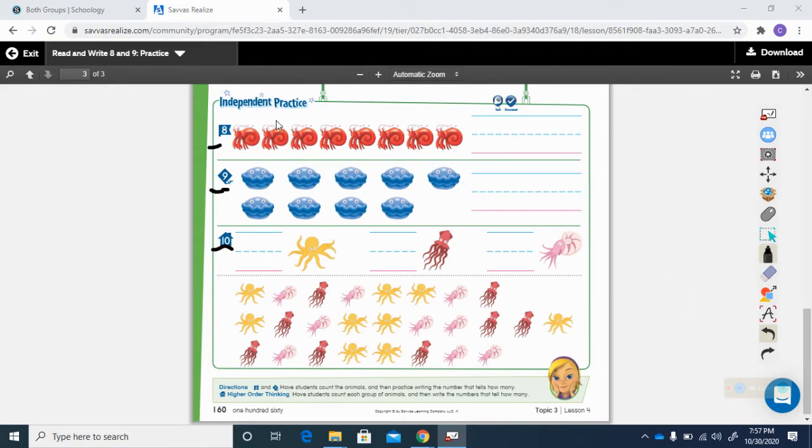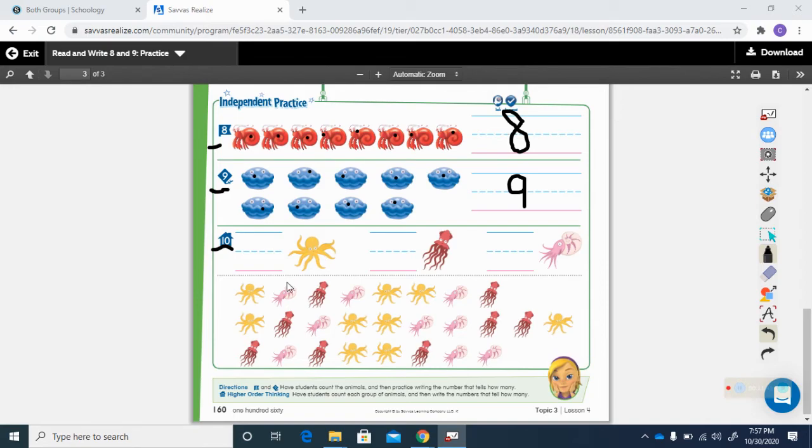Okay, how many lobsters did we have? 1, 2, 3, 4, 5, 6, 7, 8. So you should have written an 8 out here. How many clams did we have? 1, 2, 3, 4, 5, 6, 7, 8, 9. So you should have written the number 9 out here.